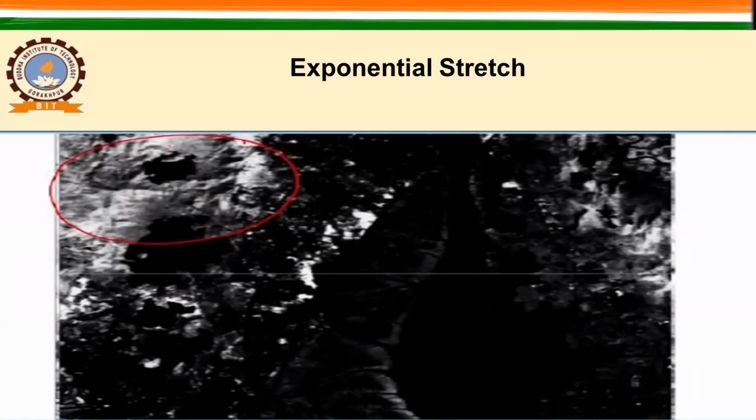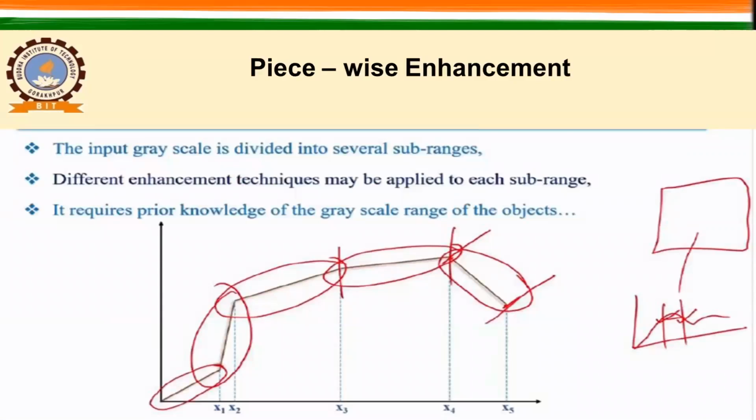Okay, now let us see piecewise enhancement. The image gray levels, or the image gray scale, is divided into several sub ranges.